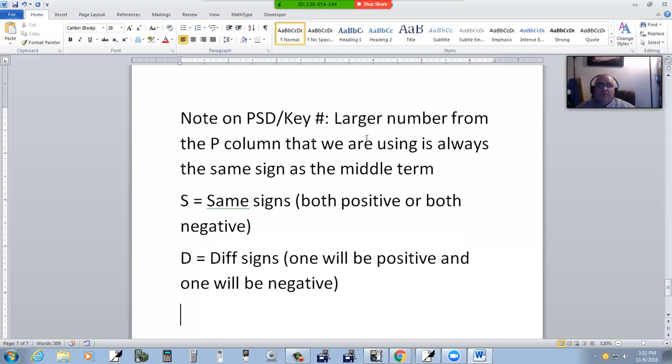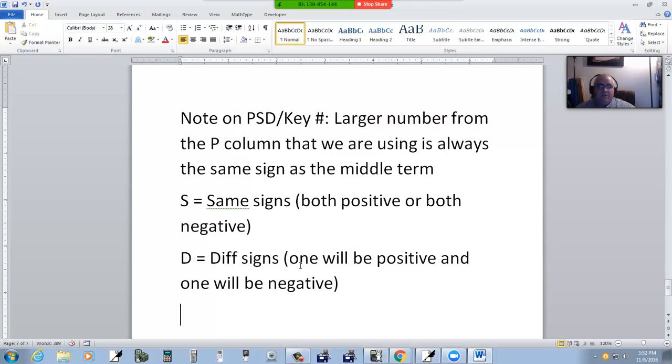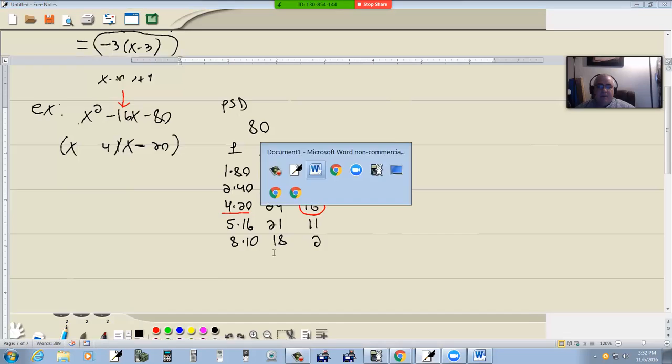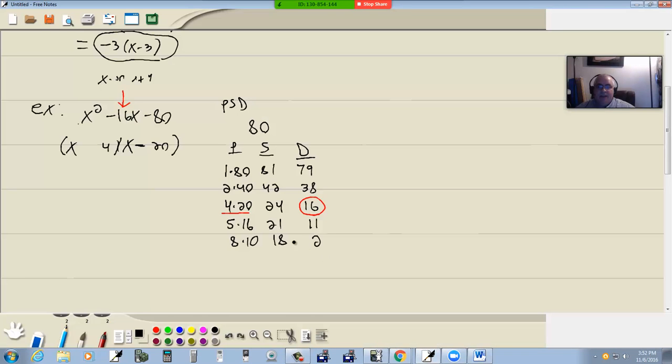Okay, the larger number from the P column that we're using is always the same sign as the middle term. We're using 4 and 20, so the larger of those is the 20. It will always be the same sign as the middle term. Our middle term is negative, so the 20 will be negative. Now the number I circled is in the D column, so D for different signs. One will be positive, one will be negative. So if this one's negative, that means this one has to be positive. And that would be our answer.